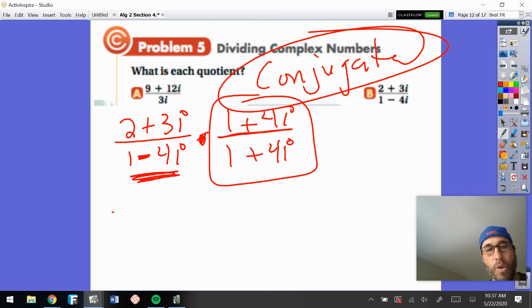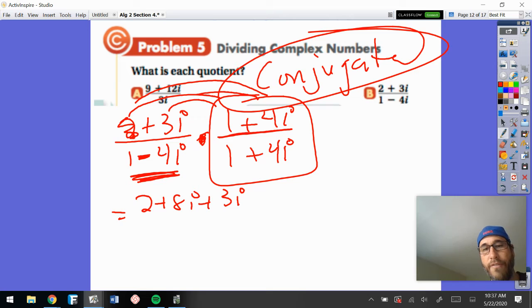Now, there's a lot of work involved here, so let's get it. You've got to share that 2 to both of those things, right? Which would give me a 2 plus 8i. That guy's donezo. Then you got to share that 3i to both of those things, and I get a 3i. So these are very involved problems, but they're so much fun because there's so much work all over.